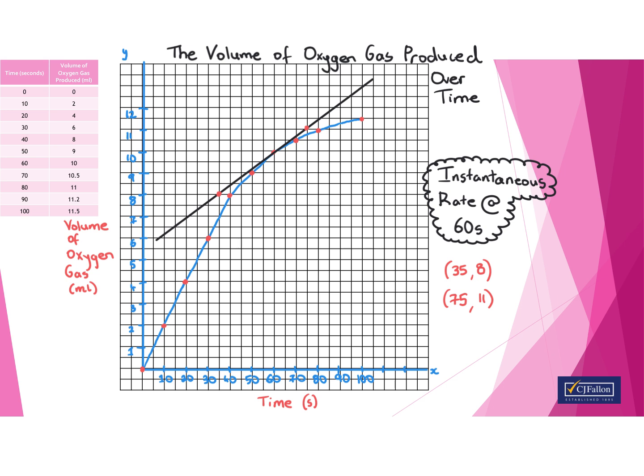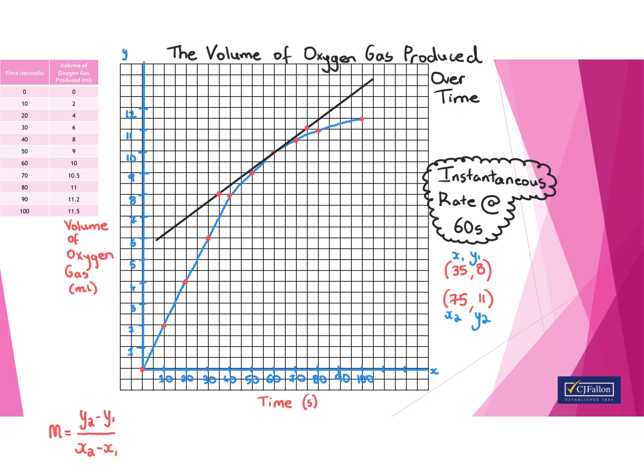The final thing that we need to do in this example is use the slope formula to calculate the slope of that line. The slope formula can be found in the Formula and Tables booklet, but I also have it at the bottom of the screen on the left-hand side. What I need to do when using the slope formula is label my points x1, y1 and x2, y2. In this example, I'm going to label 35, 8 as my x1 and y1, and I'm going to label 75, 11 as my x2 and y2.